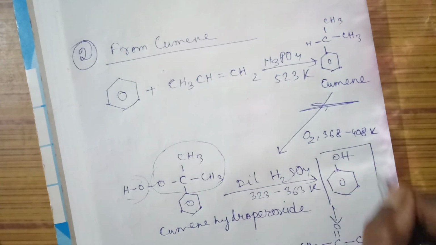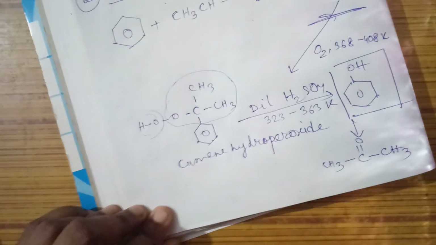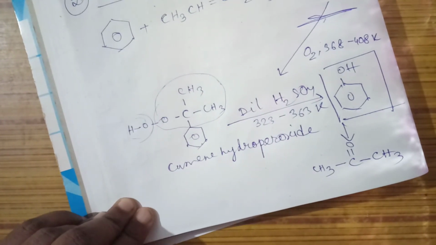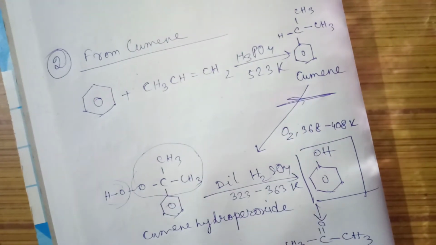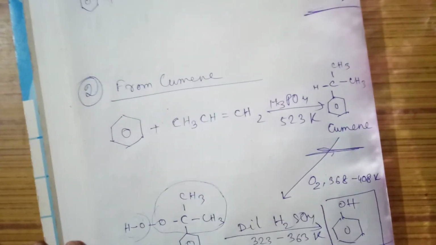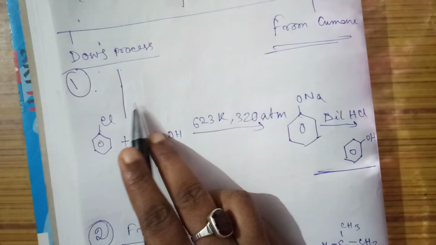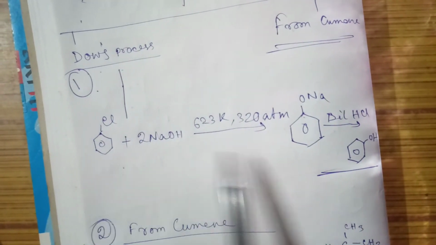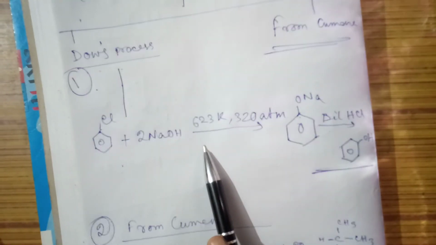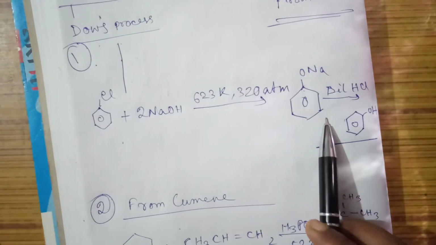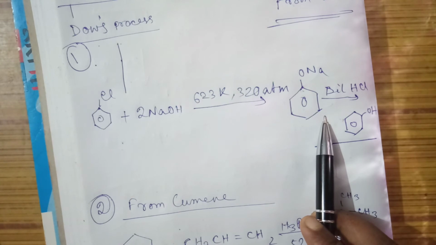So these are the two methods by which we can get phenol in industrial methods. In industries, these are the two methods which are followed. Number one, I told you, the Dow process. Chlorobenzene is converted into phenol by sodium hydroxide at drastic conditions. After that, dilute HCl is required for the hydrolysis.